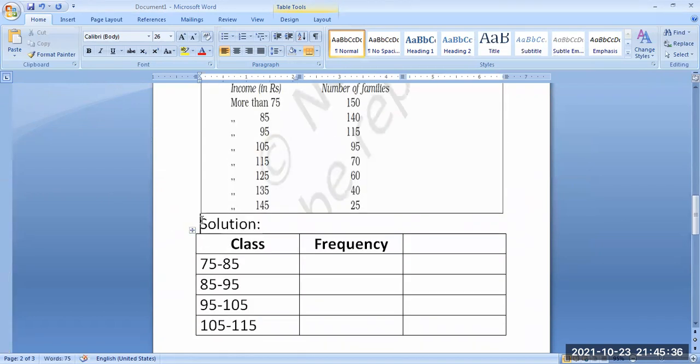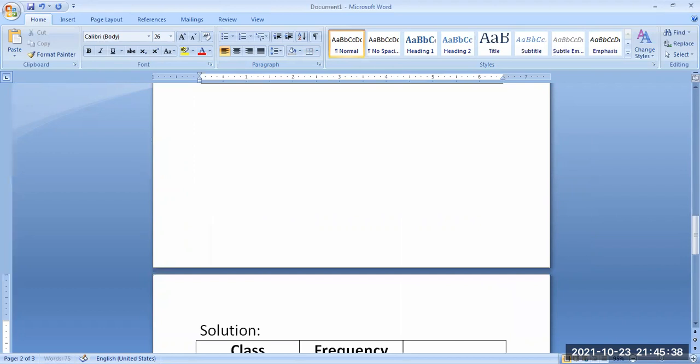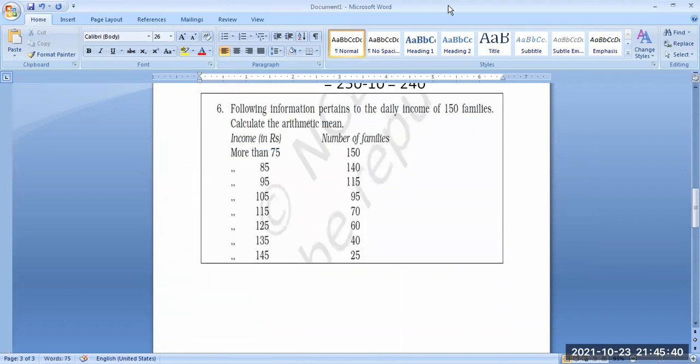Did you understand? See, more than 145 is there. More than 75 means 75 to 85 we have taken. More than 85 means 85 to 95 we have taken. Similarly, for more than 145, we have to take 145 to 155 as the last class. Understand now?